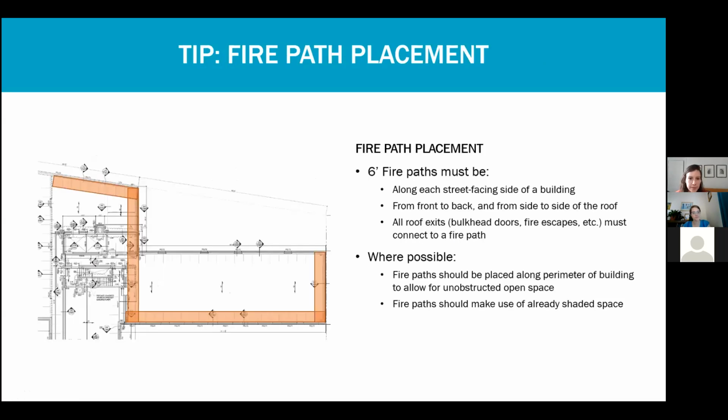And we mentioned fire paths, so we're not going to spend too much time on it, but very briefly, rules of thumb for fire paths are: buildings need a 6-foot fire path on each street-facing side of a building that runs front to back of the building and side to side. And all roof exits, like bulkhead doors and fire escapes, have to connect to a fire path. And when possible, we recommend putting the fire path along the perimeter of the building so that it leaves unobstructed space to allow for solar.